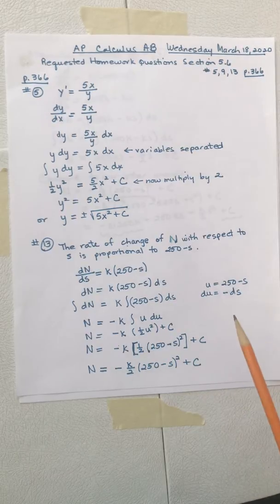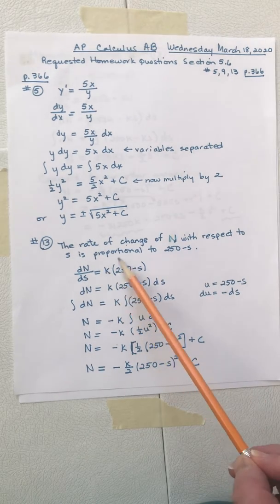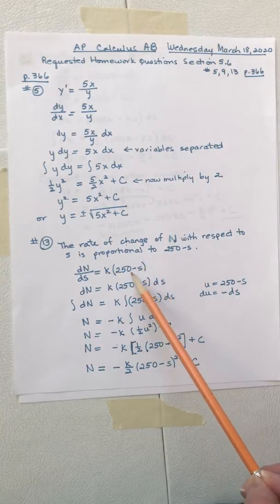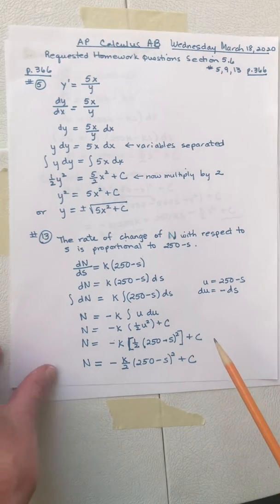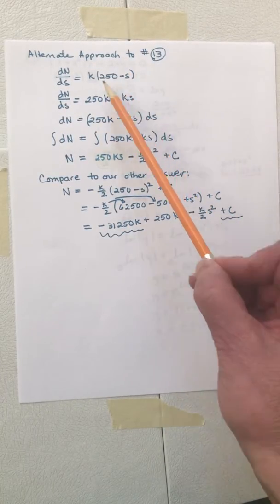Okay, now we're going to come back to this because I have a feeling that some of you might have distributed this k in the beginning and got 250k minus ks. And we could do the problem that way as well. So I'm going to do it that way, and then we're going to compare the two answers and see how they differ. All right, so here is the problem again.